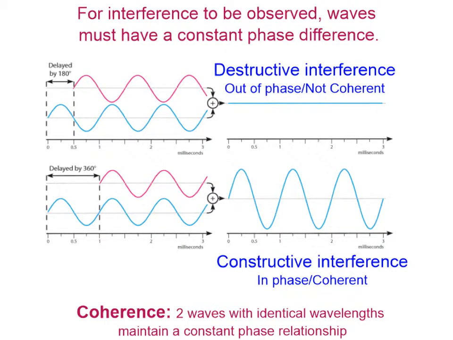For interference to be observed, the waves must have a constant phase difference. Here's destructive interference. These waves are out of phase. They are not coherent. We use the term coherence to describe two waves with identical wavelengths that maintain a constant phase relationship. These waves are coherent, so we have constructive interference when the waves are coherent or completely in phase.